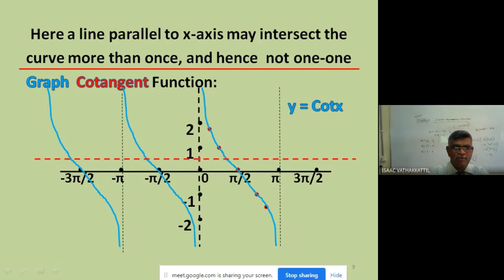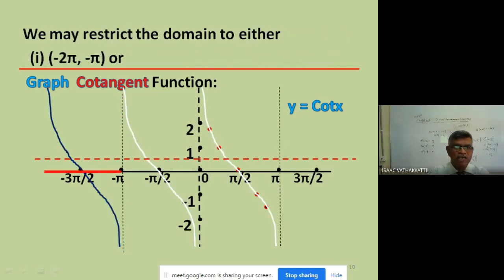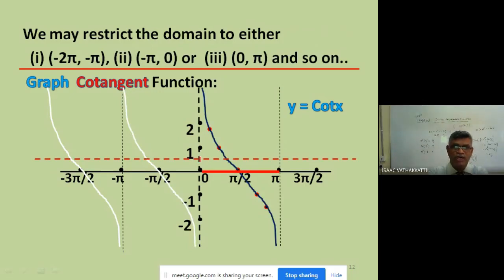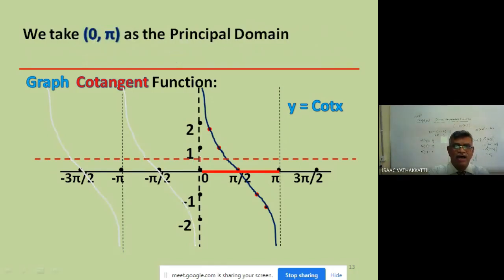What are the options? We may take, say, minus 2 pi to minus pi, open interval. Remember, it is not defined at integer multiples of pi. Or other option, minus pi to 0, or 0 to pi, and so on. Maybe pi to 2 pi. Now, among them, we take up the 0 to pi open interval as the principal domain, right? So the principal domain for sine was closed interval minus pi by 2 to pi by 2. That for cos was closed interval 0 to pi, and that for tan was open interval minus pi by 2 to pi by 2. Now for cot, we have the open interval 0 to pi.